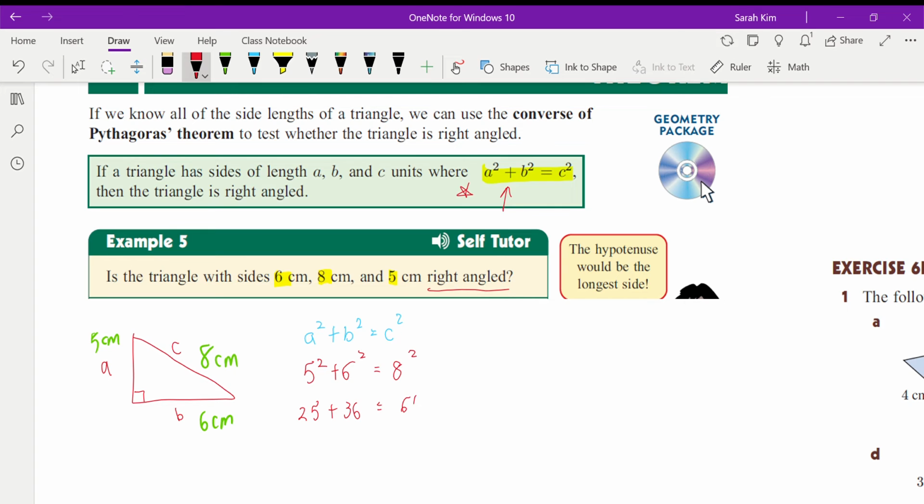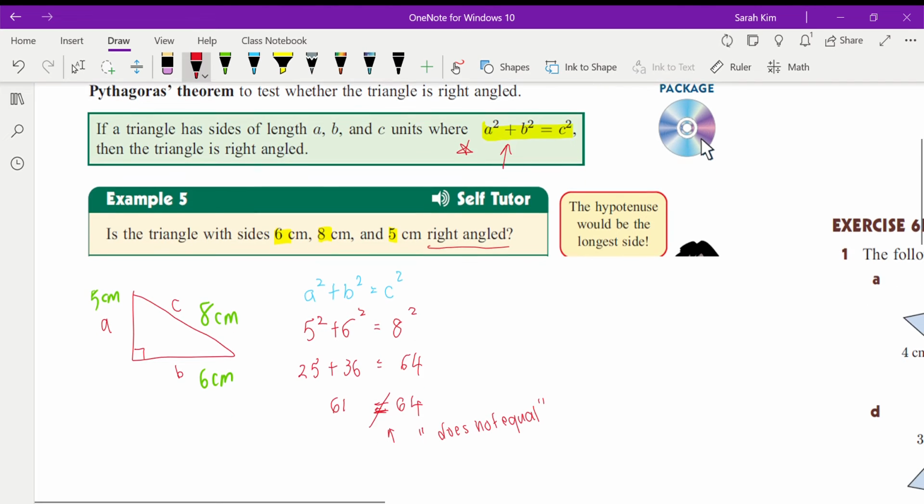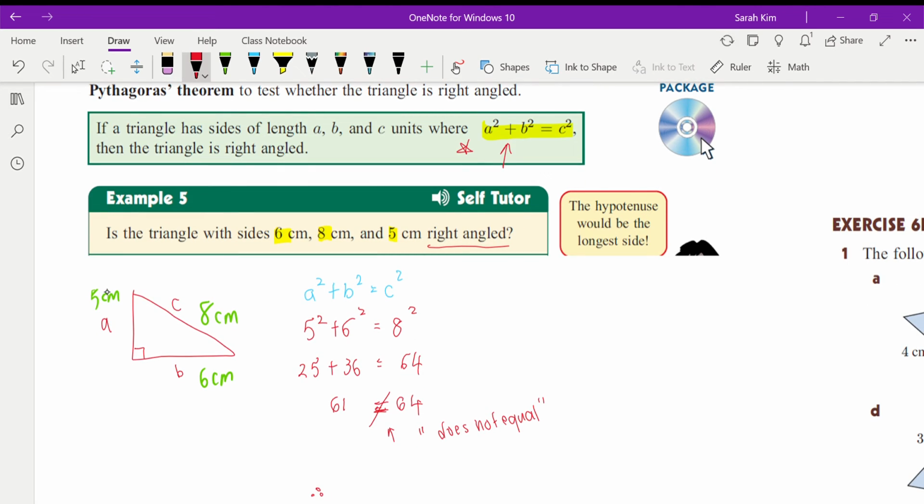So do these add up? Let's have a look. 25 plus 36 is 61. And my answer does not equal 64. So that little dash across the equal sign means does not equal. So because these answers are not equal, we know, therefore, the triangle is not a right angle triangle. So this is how we figure it out.